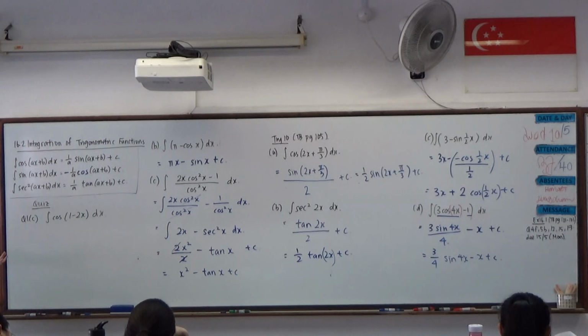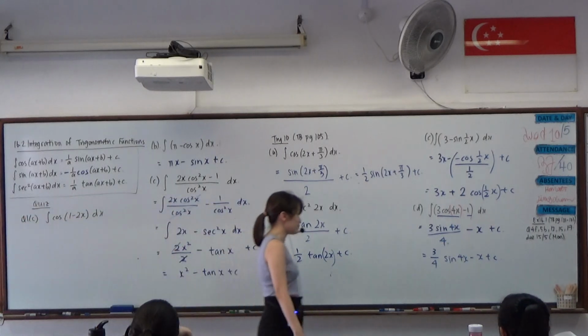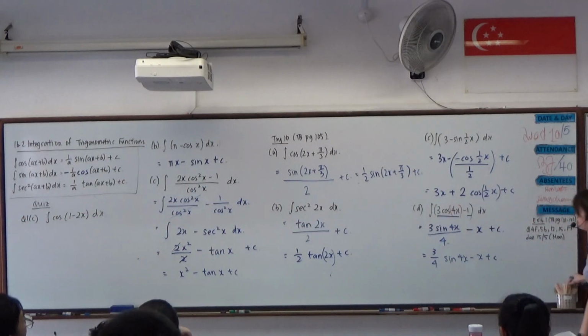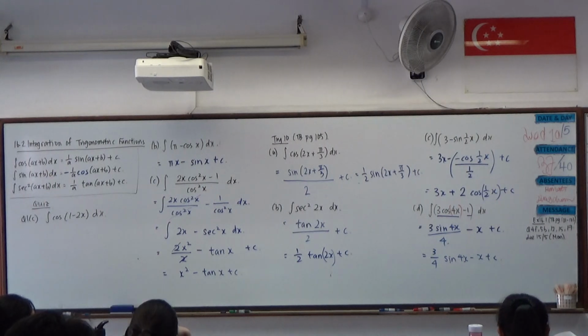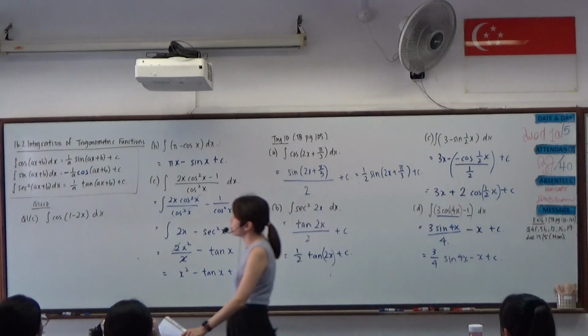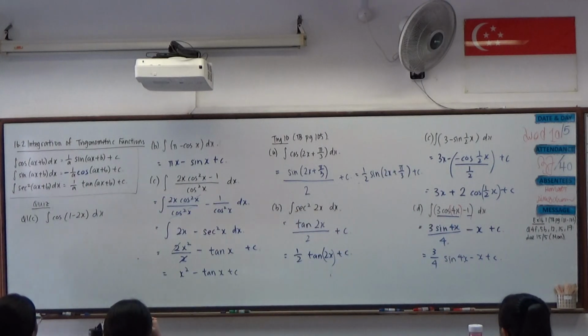Understanding that laid in place, going back to our quiz, how then do we integrate cosine of 1 minus 2x? Okay, what do you think the answer would be? Let's choose someone. Megan, what do you think? Integrating cosine of 1 minus 2x, what will we get?